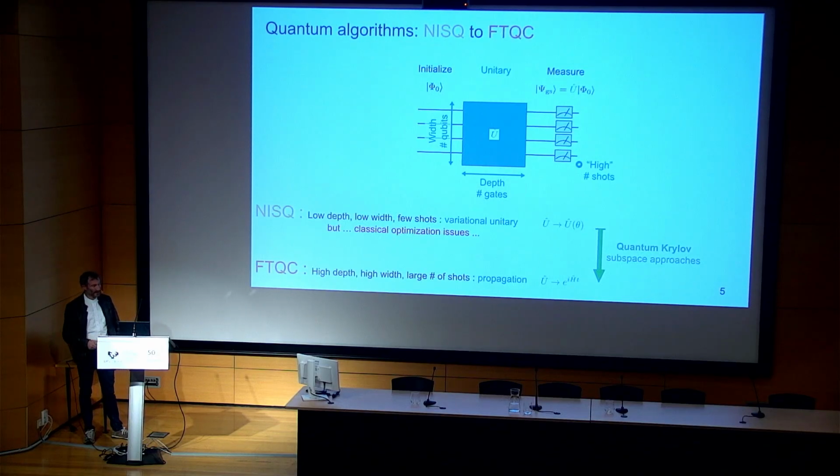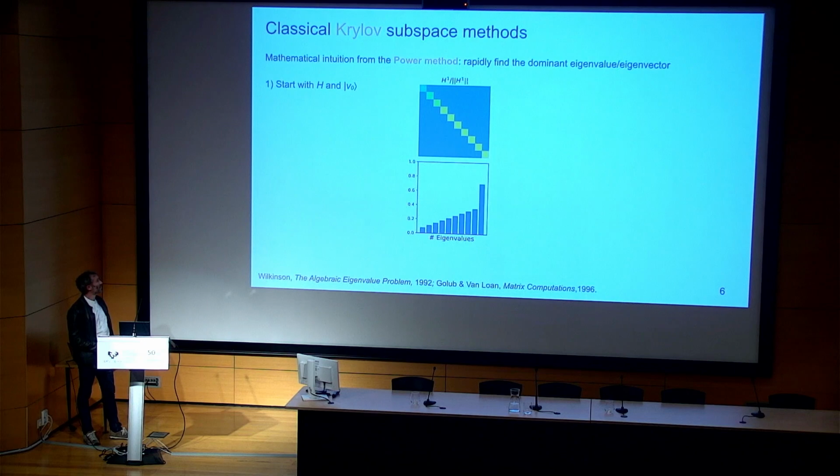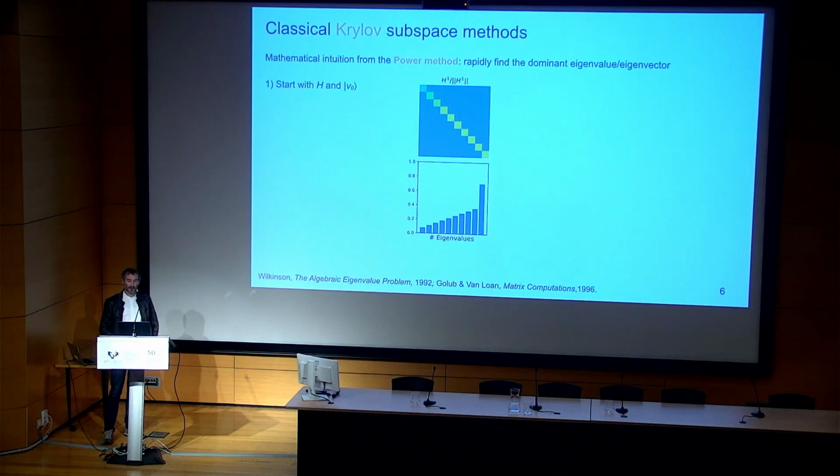subspace, and typically the quantum Krylov method, which also derives from the classical analog, the Krylov method or Lanczos method, that I will describe now. So Krylov subspace methods are classically the method of choice, and there are two ways to understand why they work pretty well on classical computers. The first vision is more mathematical and arises from the power method.